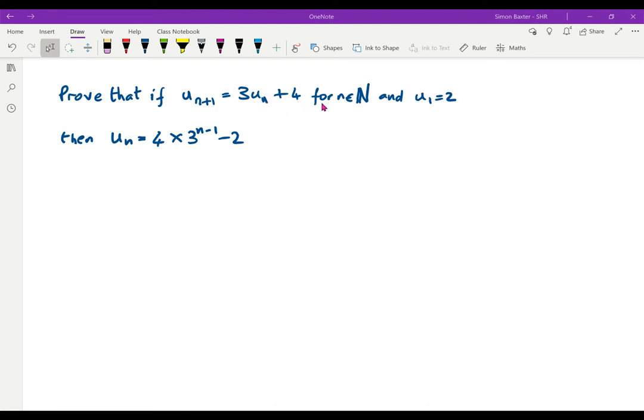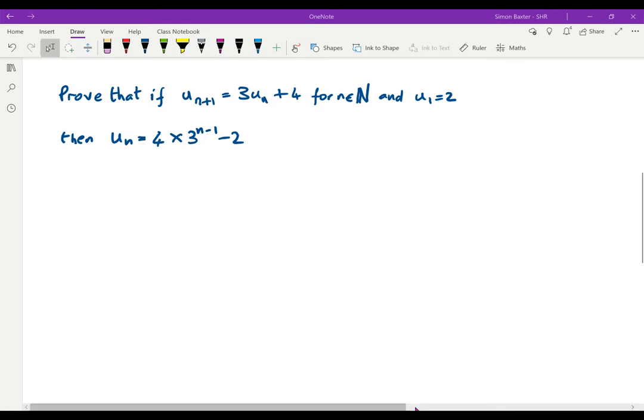So with that definition of our sequence, we're asked to prove that this formula, un, is 4 times 3 to the n minus 1 minus 2. So that is what we're trying to prove. The top line is the definition of our sequence.